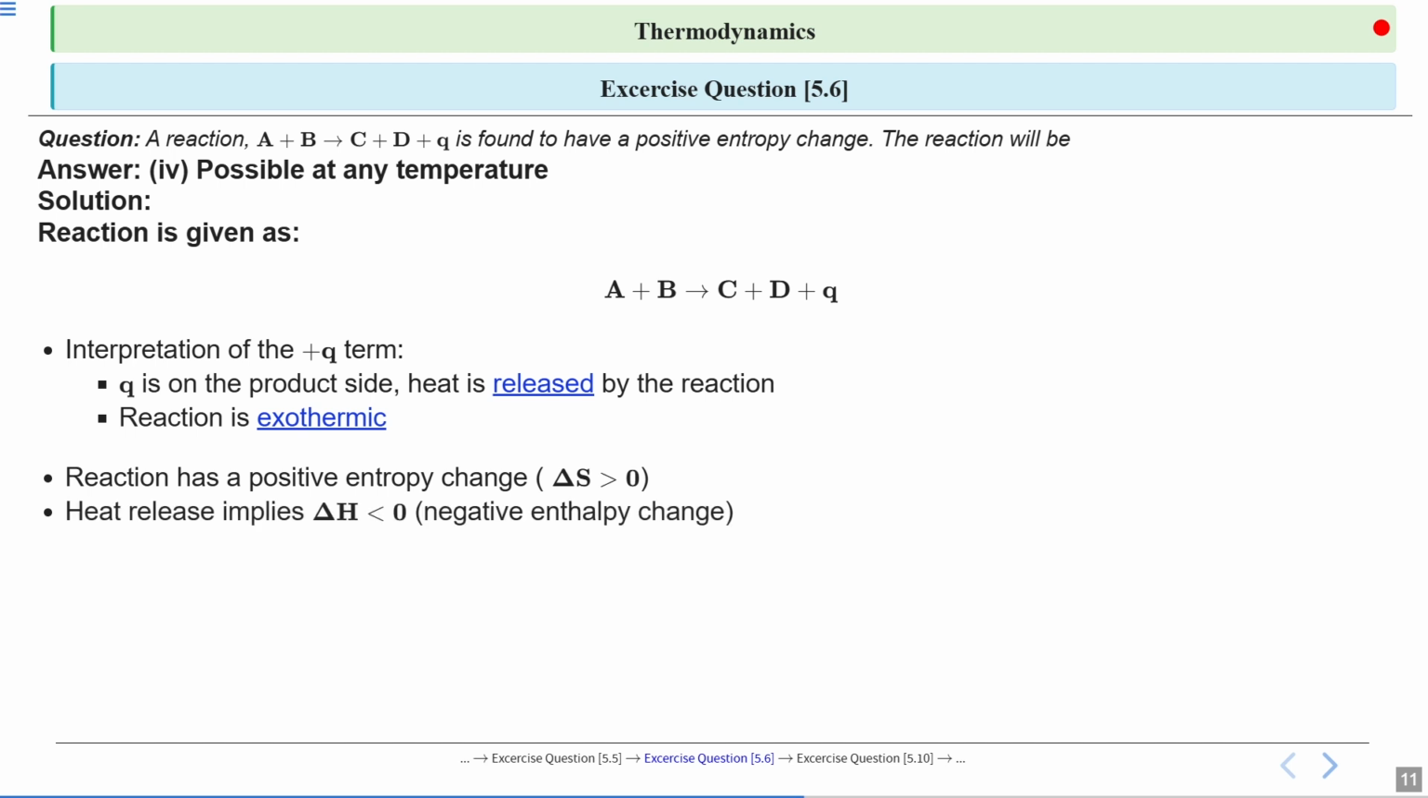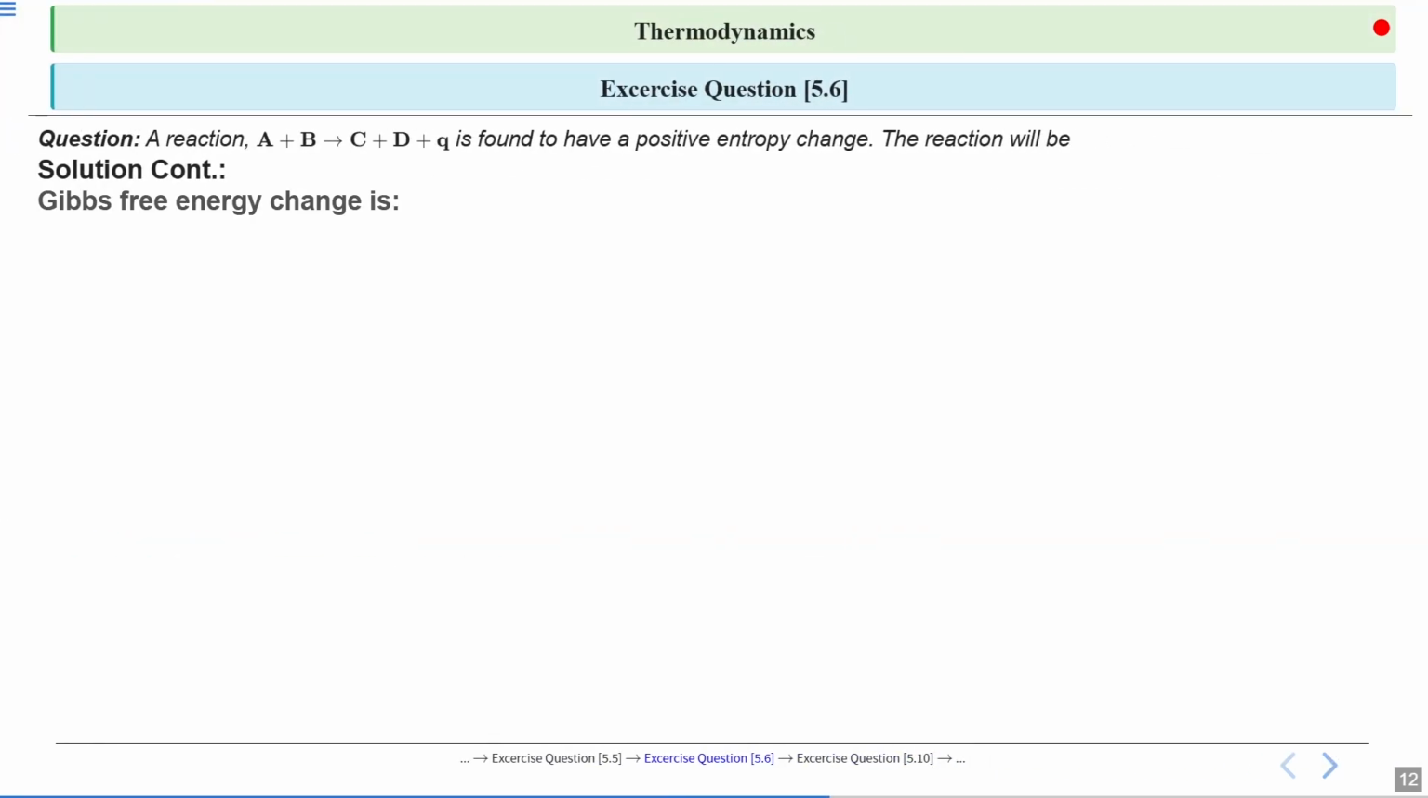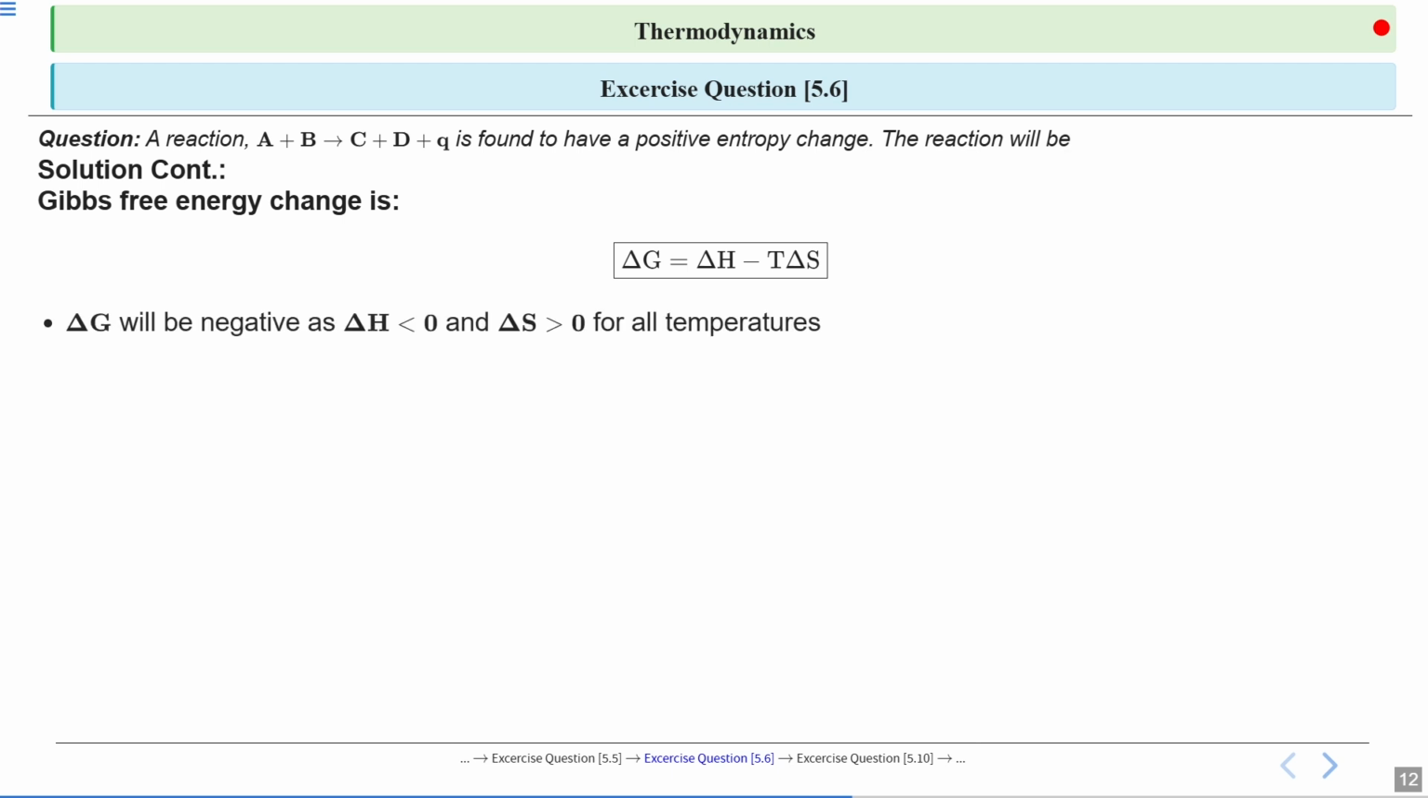Now, if delta H is less than 0 and delta S is greater than 0, then we can finally put this situation in the final equation of Gibbs free energy. What is that final equation? It is written as delta G equals delta H minus T delta S. If your delta H is less than 0, listen very carefully, that means this whole term is less than 0.